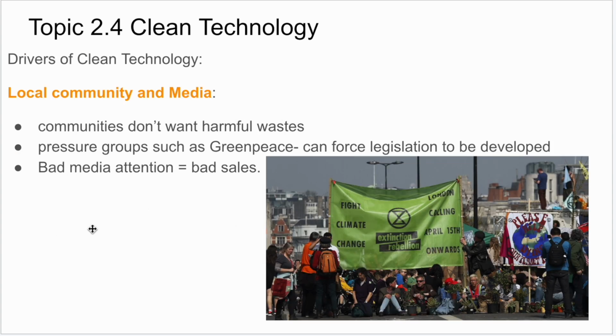Another driver of clean technology can be the community and the media, because essentially people don't want to live around harmful waste. So if you are in a community and you are next to an industry that is polluting your environment, you might not like that and you might protest. There are also pressure groups such as Greenpeace that can force legislation to be developed. And then, of course, bad media attention equals bad sales. So if there's a company that's polluting and this is something that the media is covering, it's on the news, people might not buy their products.